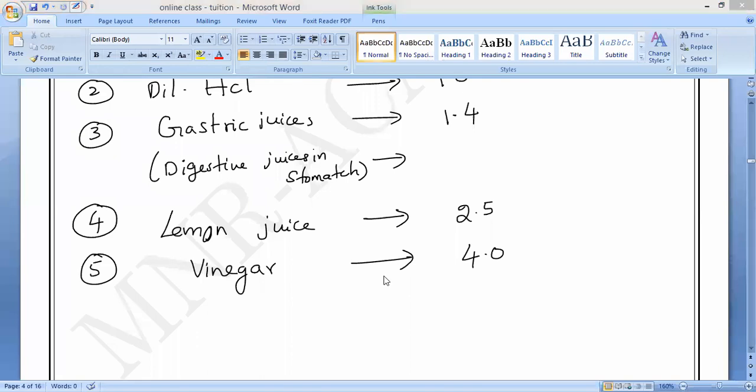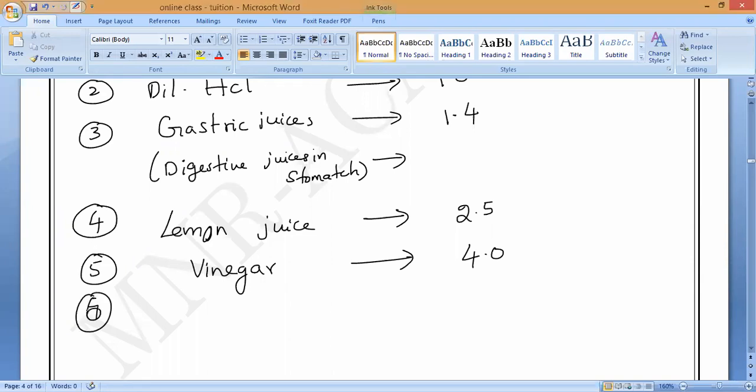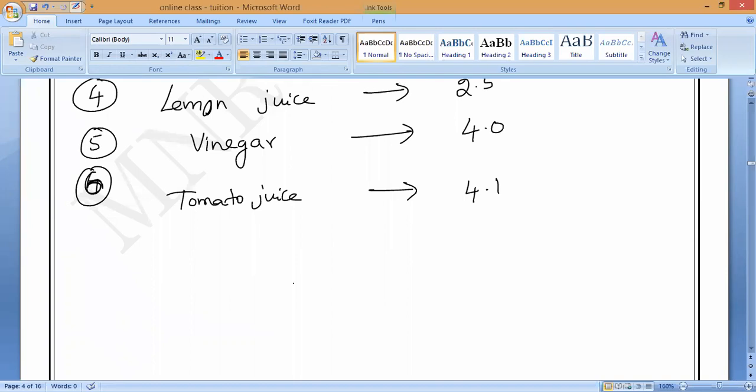Vinegar, 4. Understand? Next, tomato juice. Is it in the tabular column? You can tell me. Tomato juice, the pH value is 4.1. Sir, lemon juice is a strong acid. Almost, lemon juice is a pure acid. You can see it will even corrode. If you pour it on the tiles, you can observe bubbles like foam forming. It used to burn. Have you noticed it? Understand?